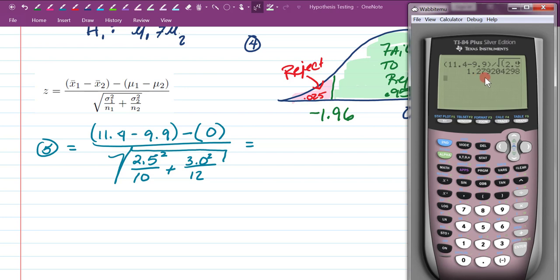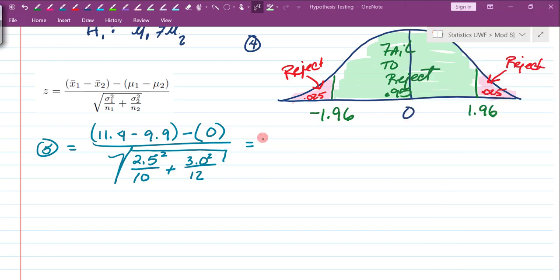1.279. So since the z tables are to two values, I'm going to only go to two decimal places on my test statistic. So it's 1.28. So 1.28 is my test statistic. Now I'm going to plot it on here. It's a positive value, so it's going to be between 0 and 1.96. So right here I'm going to put 1.28.